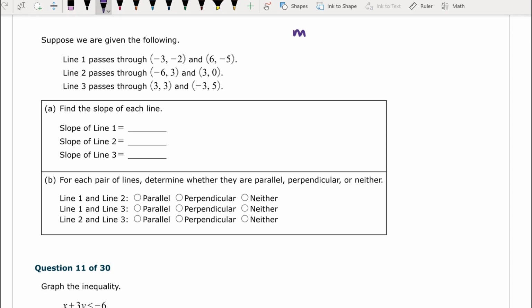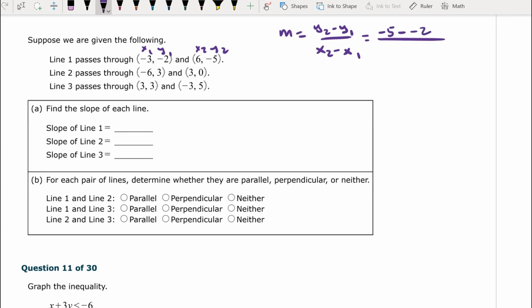You're going to use the slope formula: y2 minus y1 over x2 minus x1. So we're going to look at line 1. You have x1, y1, x2, y2. So that will give us y2 is -5, minus y1 is -2, over x2 is 6, minus x1 is -3. 2 negatives turn into a positive. Okay, so -5 plus 2 will give you -3.